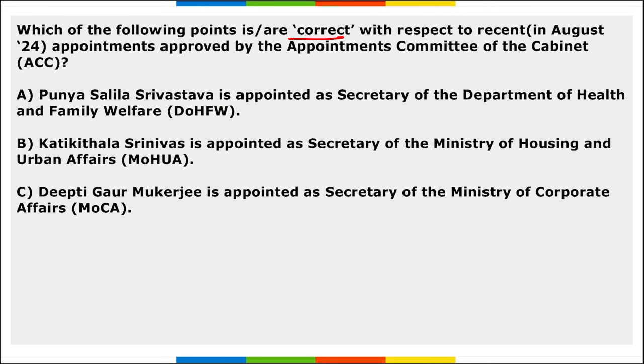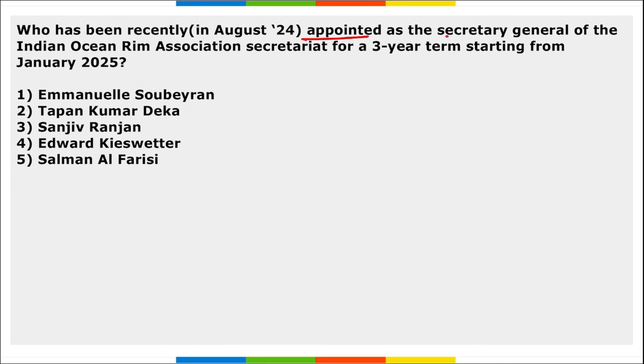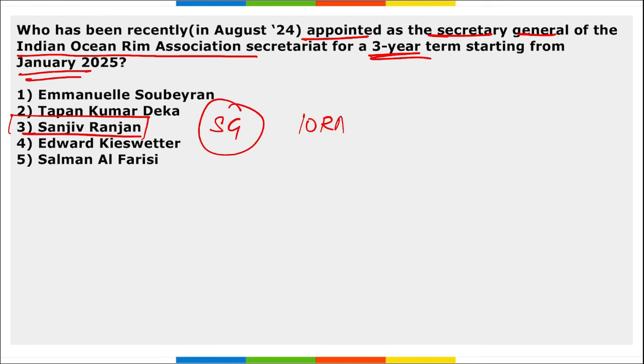Next, which of the following points are correct with respect to the recent appointments approved by ACC? If we look at the options here, all three of the options are rightly mentioned. Next, who has been appointed as the Secretary General of the Indian Ocean Rim Association Secretariat for 3-year term starting from January 2025? So, Sanjeev Ranjan, right, appointed as the Secretary General of the Indian Ocean Rim Association Secretariat for the next 3 years starting from January 2025.